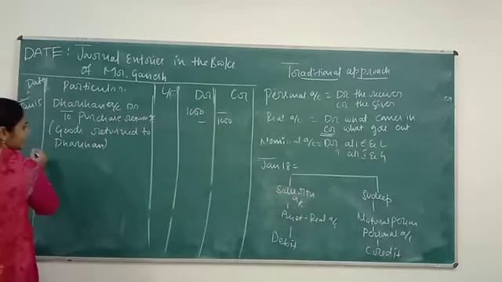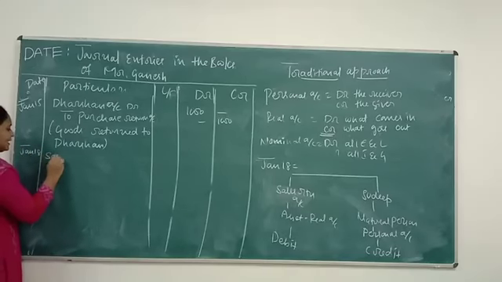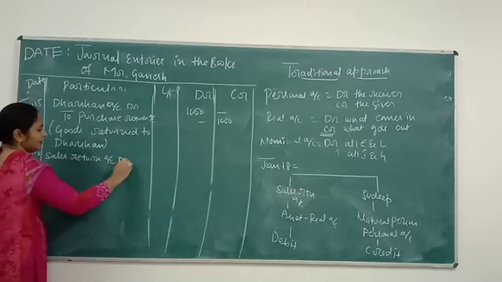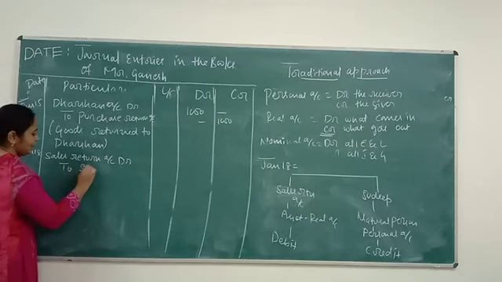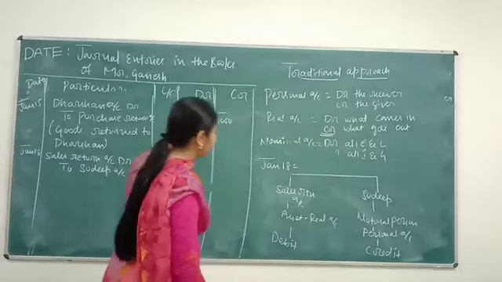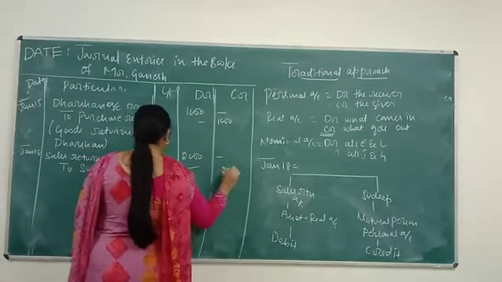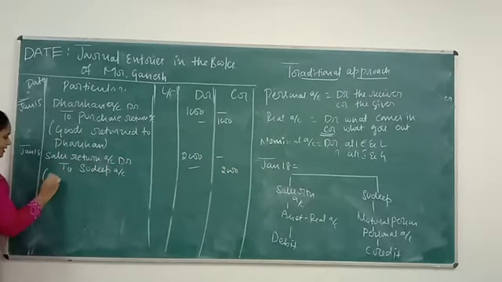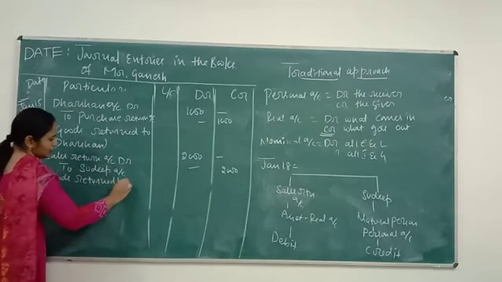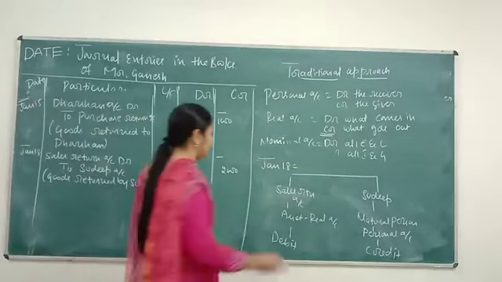So the journal entry is January 18. Sales return account debit to Sudeep account. What is the value of the goods being returned by Sudeep? Rupees 2000. Narration: goods returned by Sudeep. Now moving on to the next journal entry.